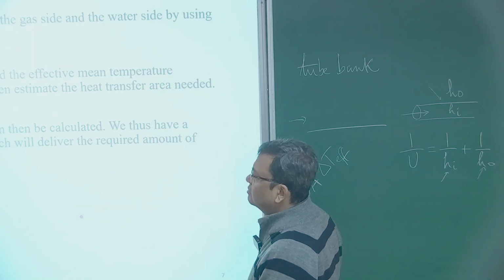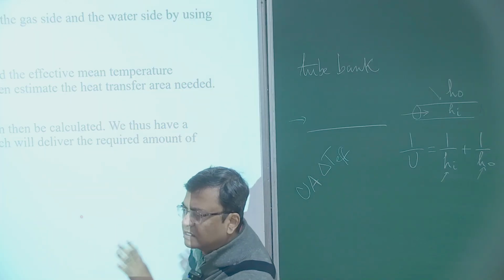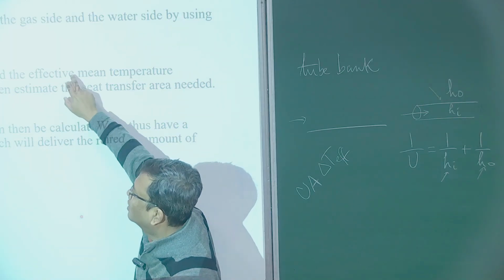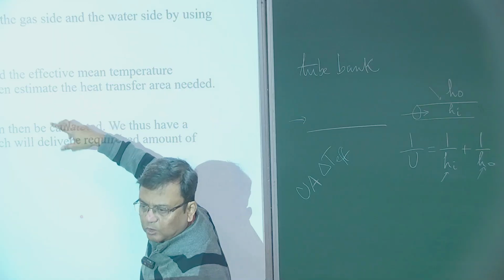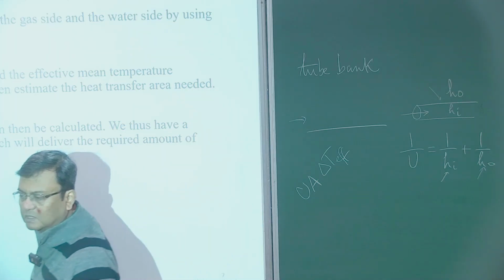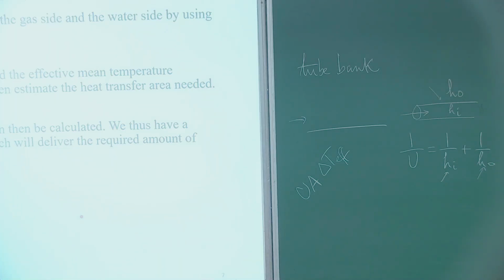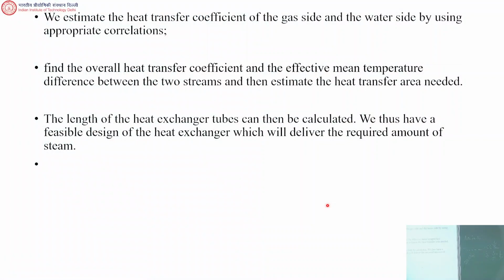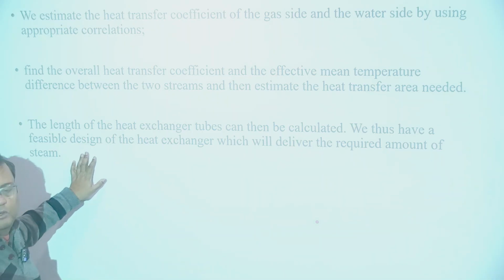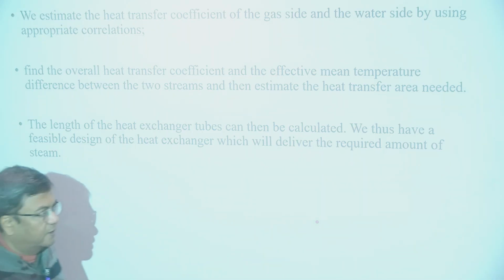We didn't do any calculation, but broadly we understand that this is the process that we can follow. Get hi, ho, get the overall heat transfer coefficient, get all the temperatures, and then from that get the area, distribute that area in terms of the number of tubes. Okay, so you can get a design. So this design will likely work unless you made mistakes. If you make the heat exchanger with that design, it will give you the required amount of steam. That is the idea. Fine.